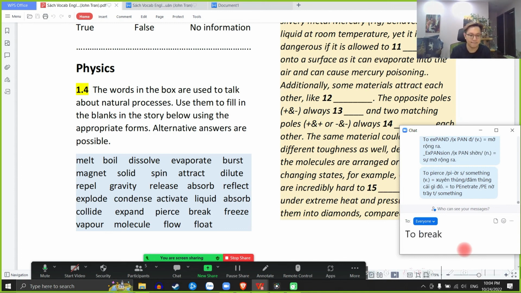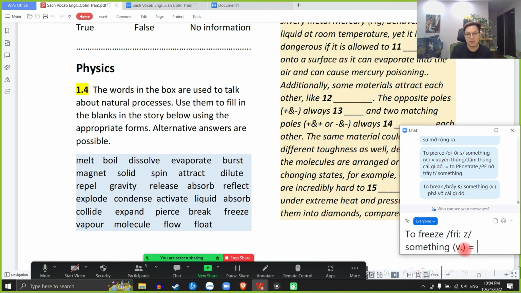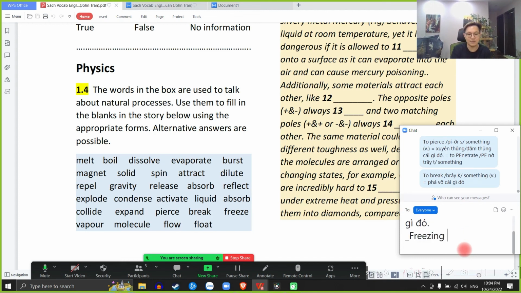Okay, to break something. Phá vỡ cái gì đó. To freeze something. Làm đông cứng, làm đông đặc, làm đông đá lại. Đông cứng cái gì đó. So we have the adjective freezing, lạnh băng giá, lạnh cóng.